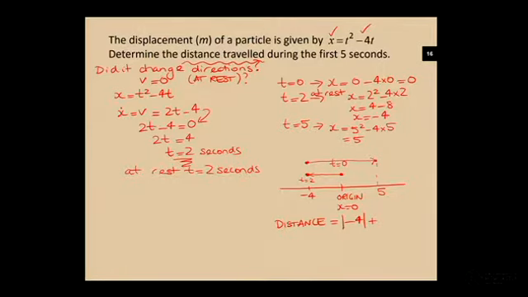Now there's a 4 and a 5. Can you see that? Can you see it travelled 9? So one is the distance that went to the left, plus the distance that went to the right. We've got ourselves a 4 and a 9, which is 13 metres. Okay? How are we looking?